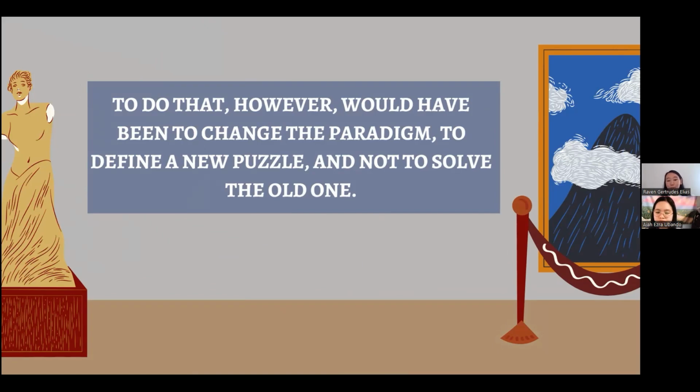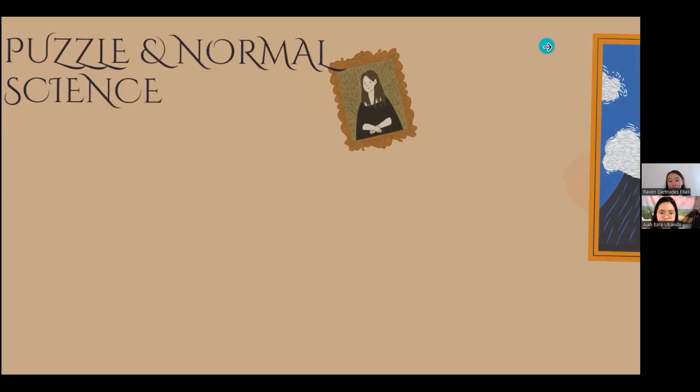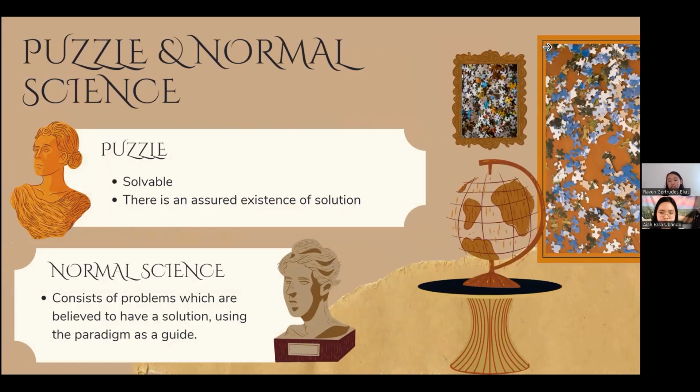Furthermore, Kuhn describes puzzle solving as the normal or everyday activity of scientists, which I mentioned earlier as normal science, which consists of problems which are believed in advance to have a solution, using the paradigm as a guide. But what exactly is a paradigm? Care to share, Aya?